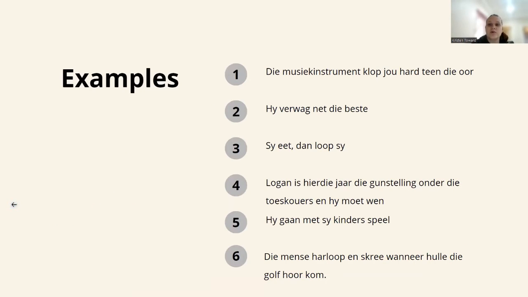Then we have a few more examples. So die musiekinstrument klop hard teen die oor. So die musiekinstrument het jou hart teen die oor geklop. Okay, that was your standard verlede tyd. Hy verwag net die beste. We have a vir. So, hy het net die beste verwag. Sy eet, dan loop sy. Dan is one of our dawn words. So, sy het geëet, toe loop sy.